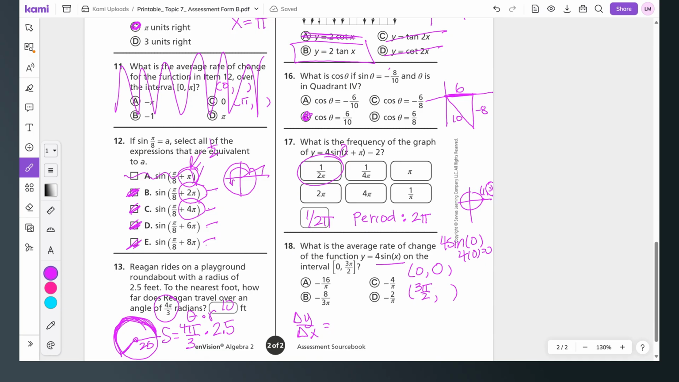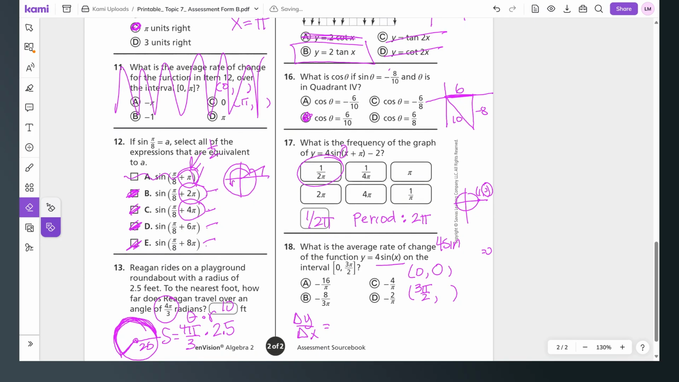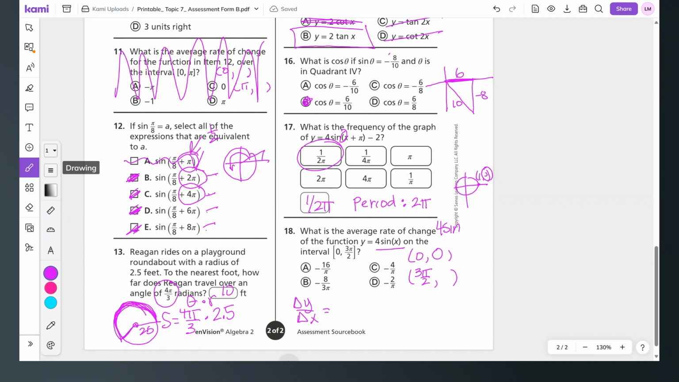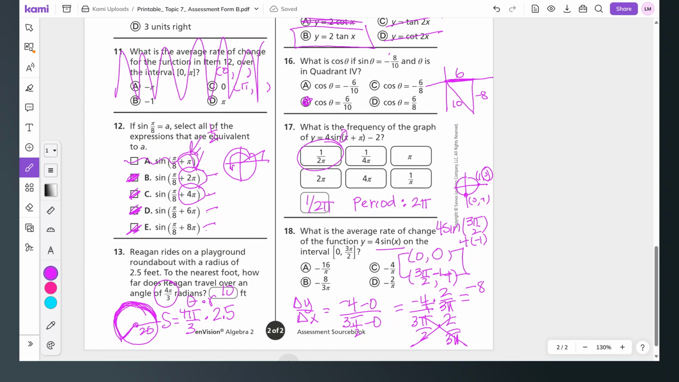All right, next one I plug in 3 pi over 2. So 4 sine of 3 pi over 2. Sine at 3 pi over 2 is negative 1. So 4 times negative 1 is negative 4. And now I can find the slope. So change in y over change in x is negative 4 over 3 pi over 2. Multiply by the reciprocal to clean up. So this is negative 8 over 3 pi.